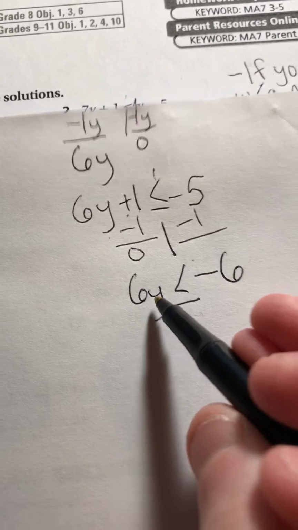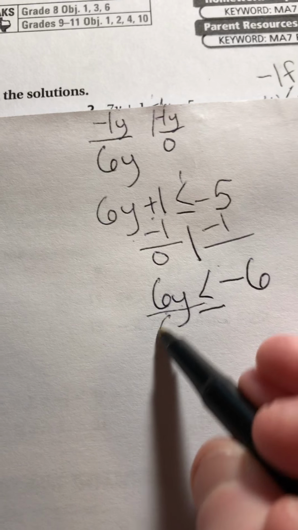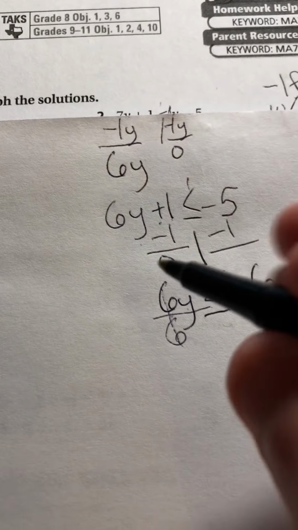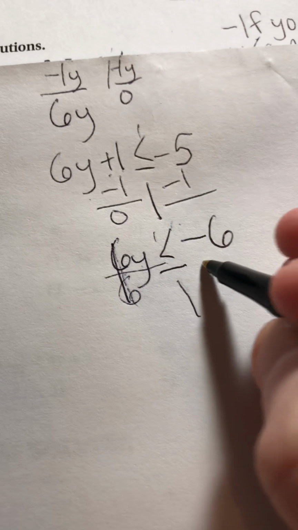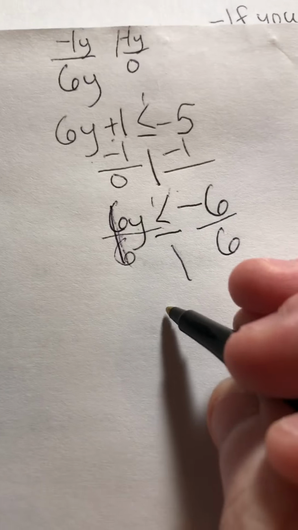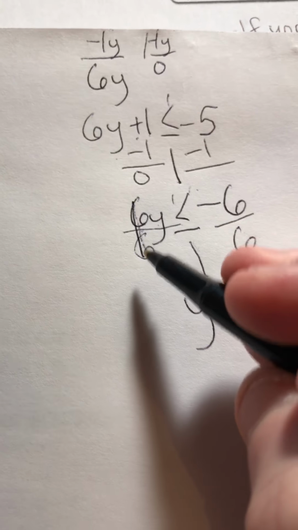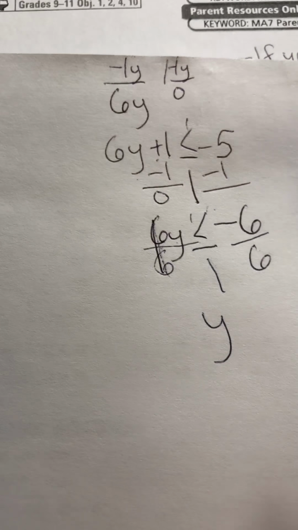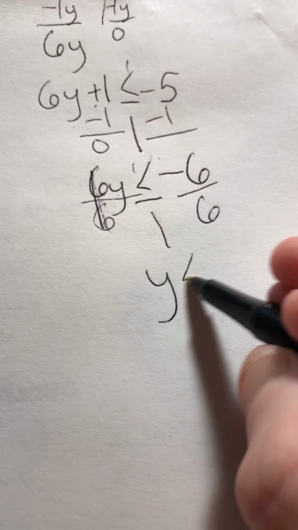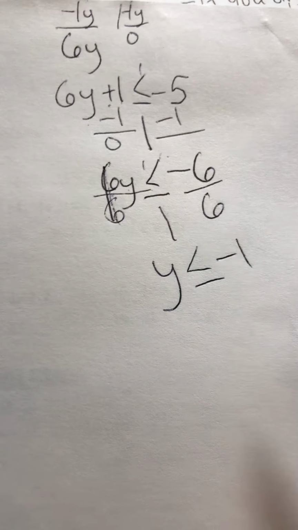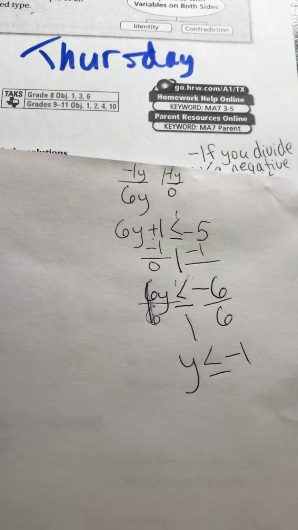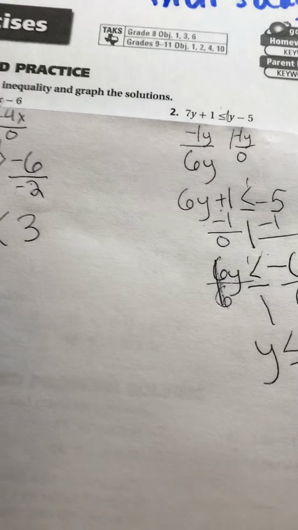Last step, this is a multiplication operation. The opposite is division. I'll cross that out a little better. And we have to do it to the other side. So y, remember we're dividing by a positive this time, so we don't need to switch the sign. So y is less than or equal to negative 1. And boom, that is our answer for number 2.